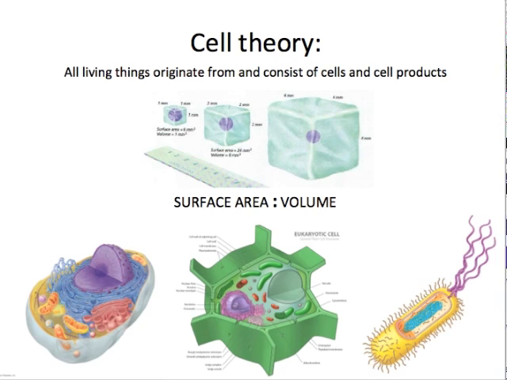This theme is actually involved in a lot of areas. Why our intestines have thousands of villi, which are little tiny folds, because the surface area to volume ratio helps them take in more nutrients.